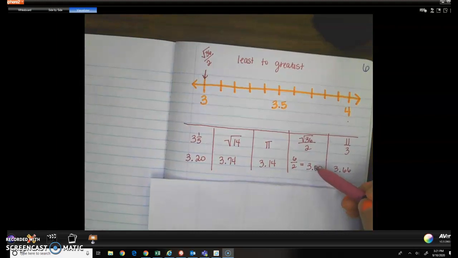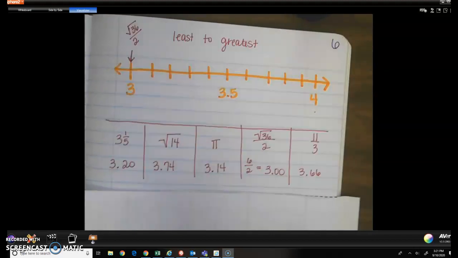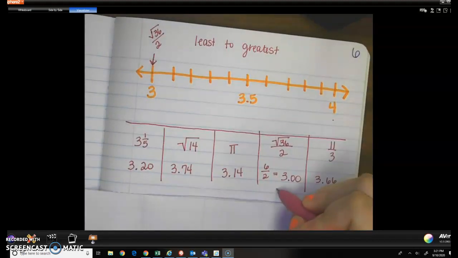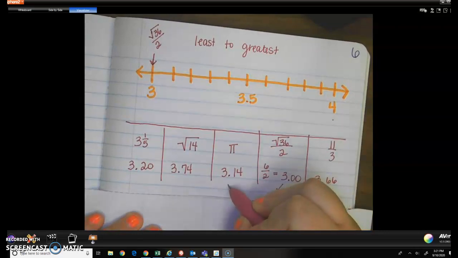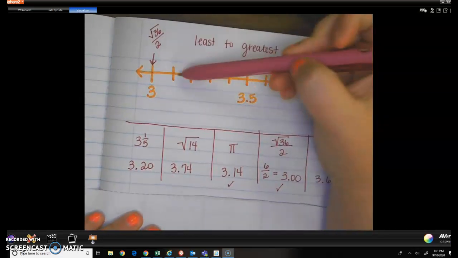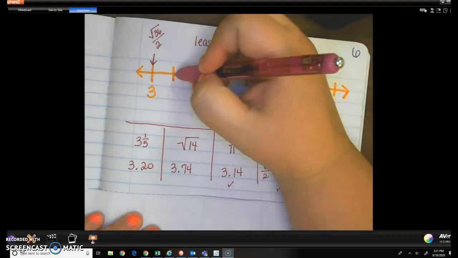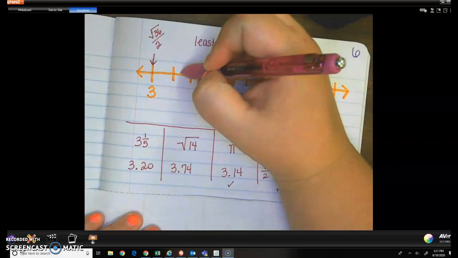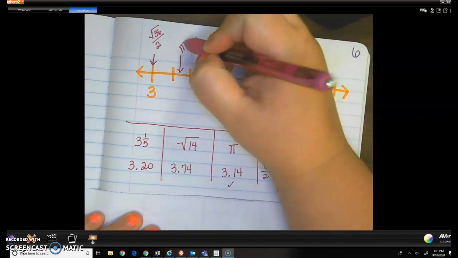I'm going to zoom in a little bit on that because I can see it might be hard. Alright, so I've used that one. I like to put little check marks so I know. The next one is 3.14. So this is 3.5, so 3.1, 3.2, 3.3, 3.4. So I'm going to go to my 3.1. I'm going to go a little bit past it, just a little bit. Put my arrow, and that's pi.